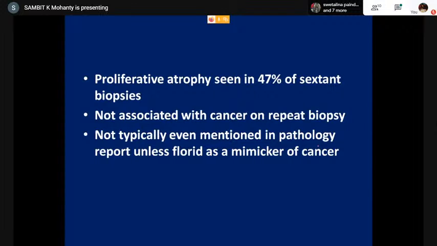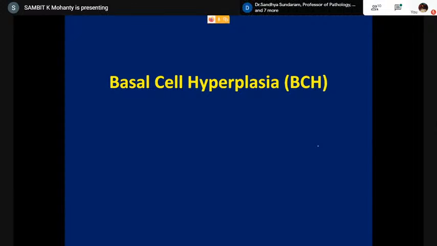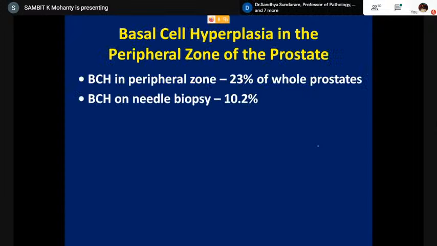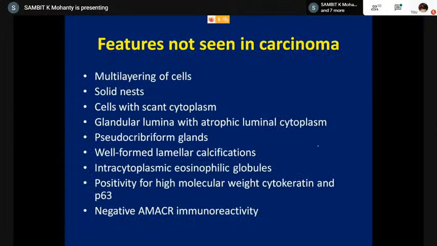If you see a florid prostatic atrophy, do not mention it in the report so as not to confuse. Basal cell hyperplasia or BCH. It is predominantly seen in the peripheral zone, in about 23% of whole prostate needle core biopsies, in 10% of cases. What are the features which are present in basal cell hyperplasia but not seen in carcinoma?